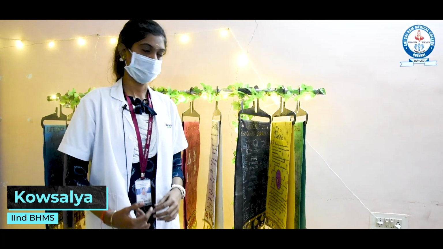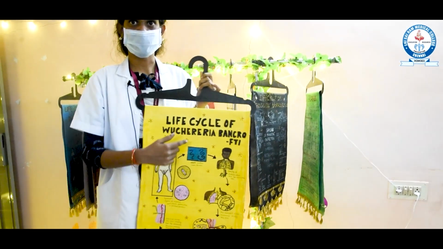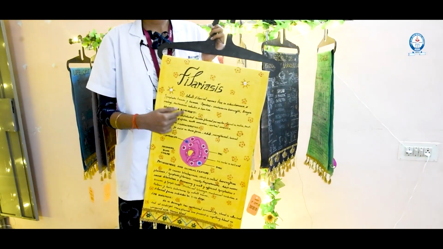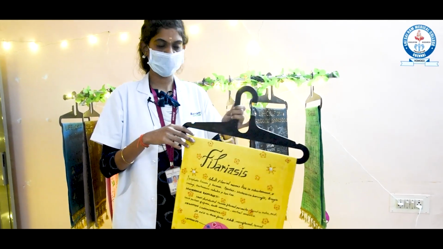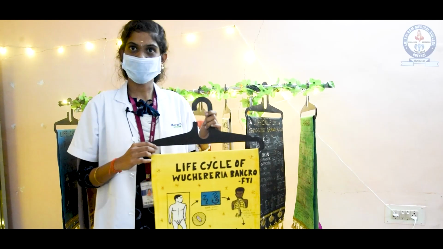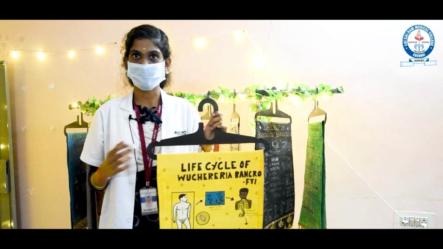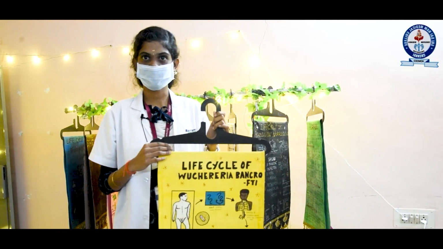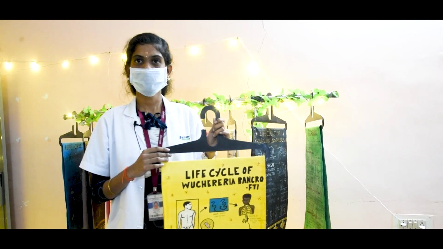I am going to explain about Wuchereria bancrofti: life cycle, pathogenicity, clinical features, and lab diagnosis. It is the most widely distributed human filarial parasite, found in India, China, South America, and most parts of Africa. Organism characteristics: it exists in three forms: adult form, microfilaria, and larva.